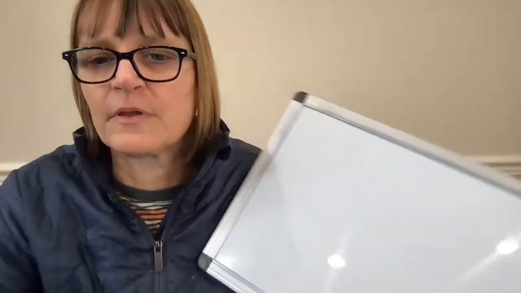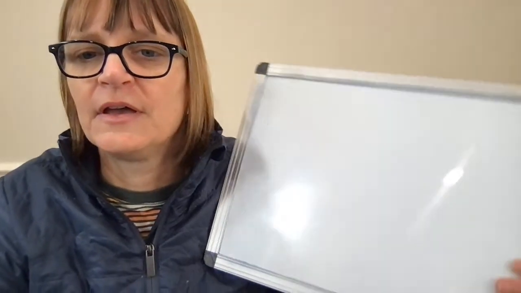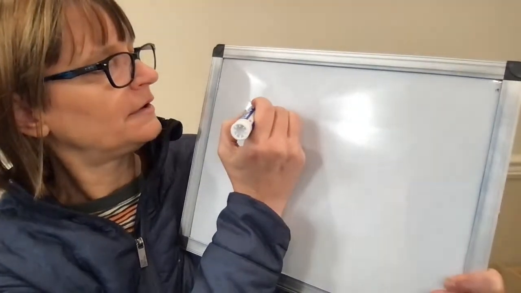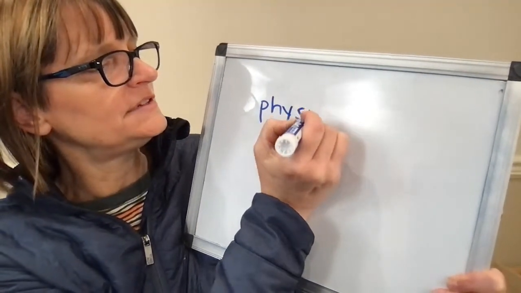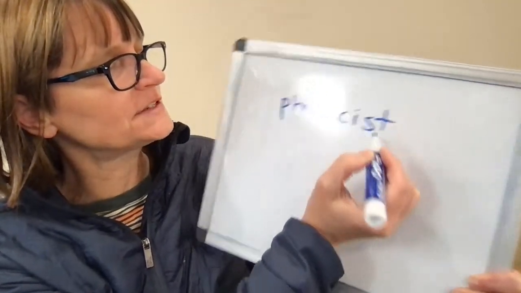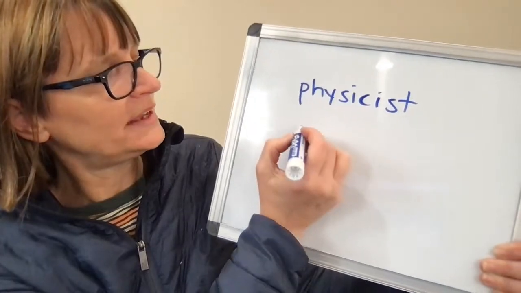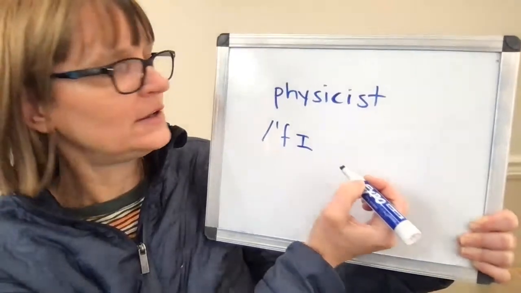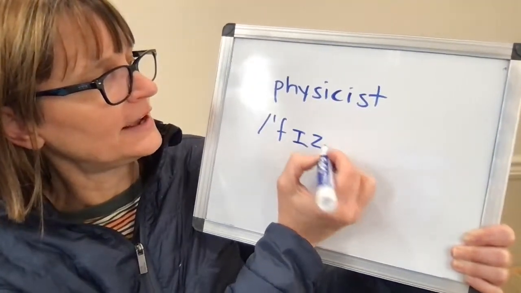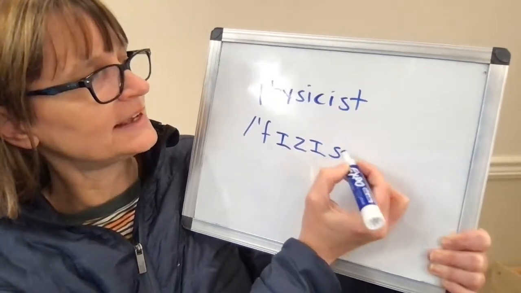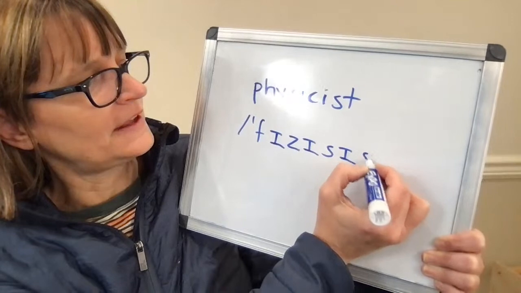We have a question about the word physicist. So for physicist, it's different than physics. We have the PH saying the F sound, first syllable stress. Y says the I vowel, like it. The letter S says the Z sound. Then we have another I unstressed. The C says the S sound, another I, and then our S and T.